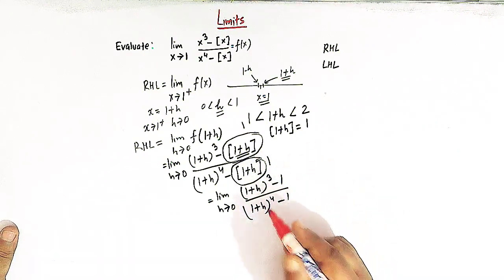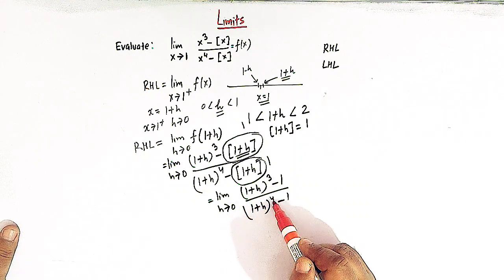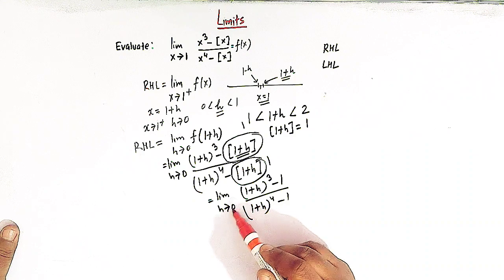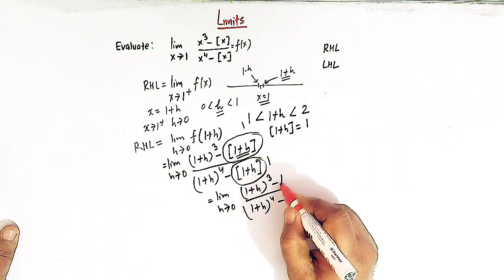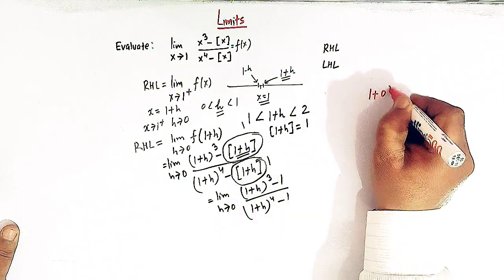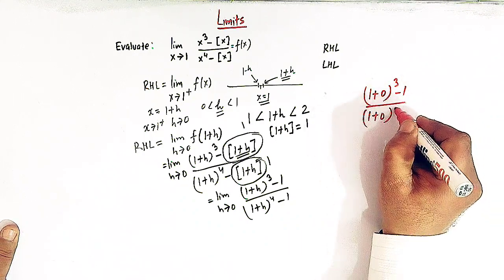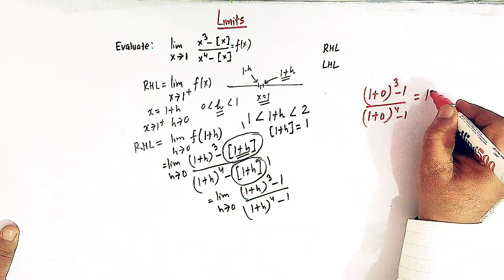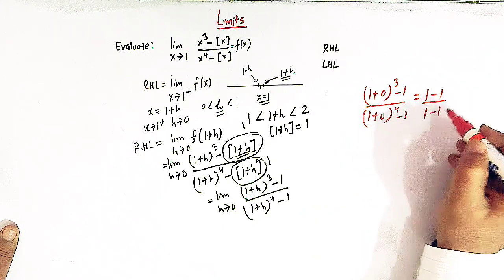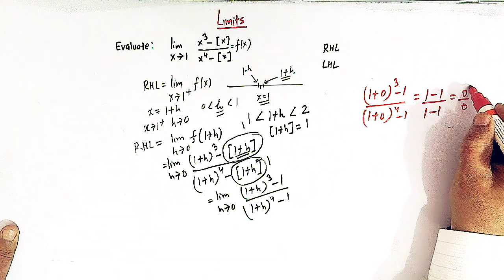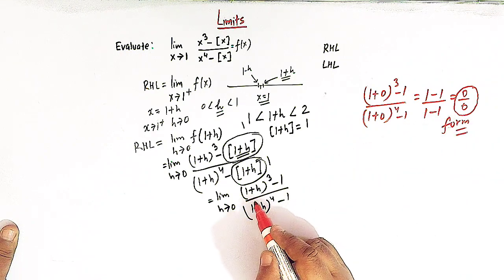So now we have this rational expression in terms of h: (1 + h)^3 − 1 over (1 + h)^4 − 1. If we take h equal to 0, the expression becomes (1 + 0)^3 − 1 over (1 + 0)^4 − 1. 1 cubed is 1, minus 1, then 1 raised to 4 is 1, and here we have 0 over 0 form, so we can easily apply L'Hopital's rule.